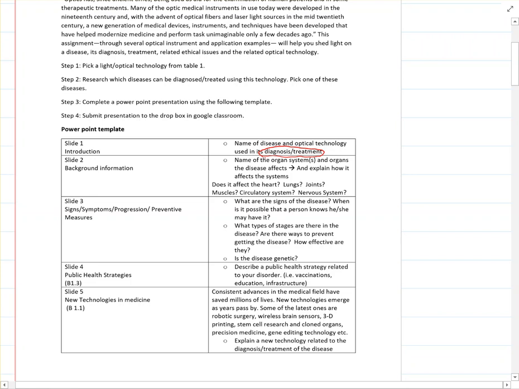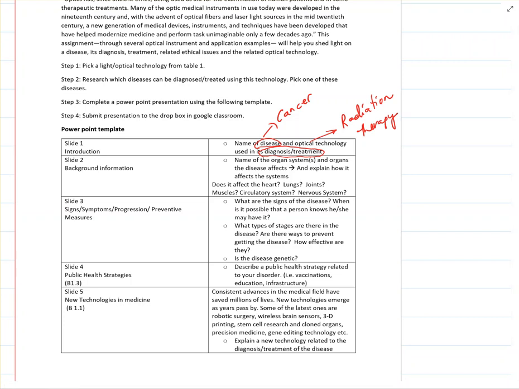So for example, if you pick the radiation therapy technology, then the radiations are used to treat cancer, right? So then cancer would be your topic for the disease. The disease that you will be talking about in slides 1 to 6 is going to be cancer, and the technology that you will be talking about is the radiation therapy.